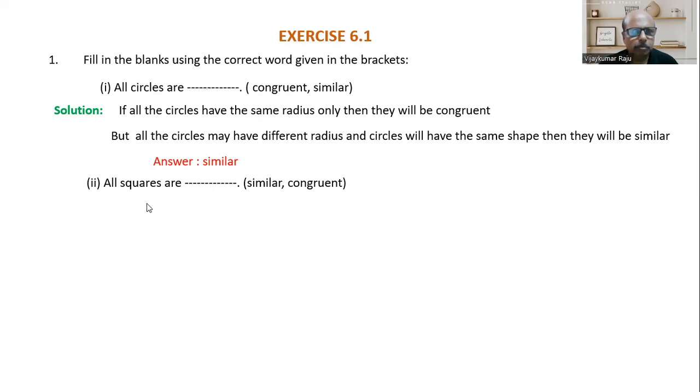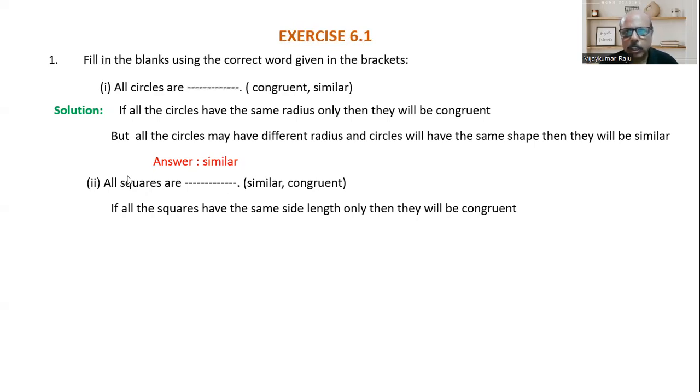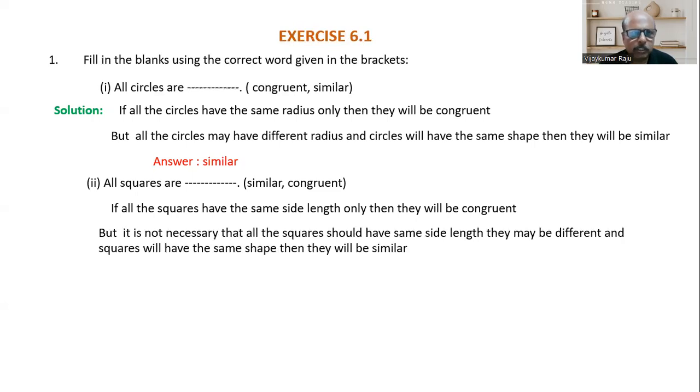Second, all squares are dash, similar or congruent? If all the squares have the same side length, only then they will be congruent. That means they should have the same side length. If they had mentioned the same side length, then we can say it is congruent. But it is not mentioned. All squares, the side length has not been mentioned. So it is not necessary that all the squares should have the same side length.